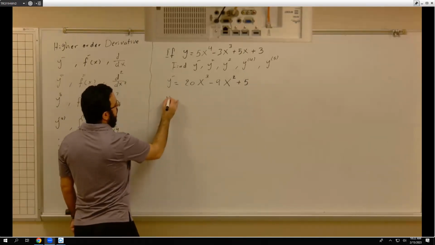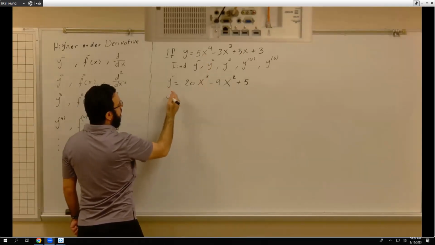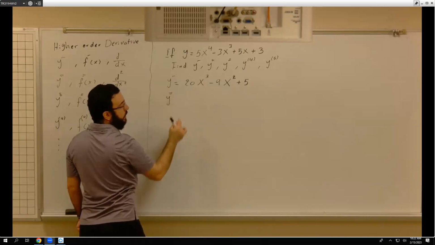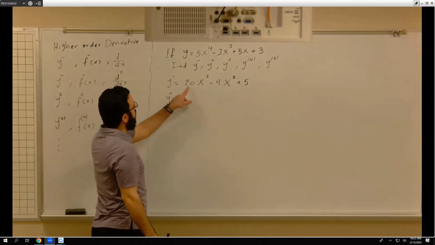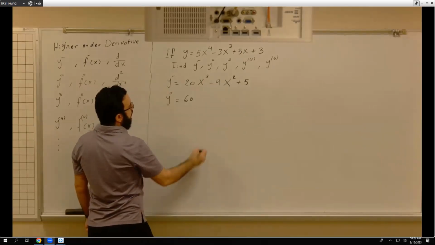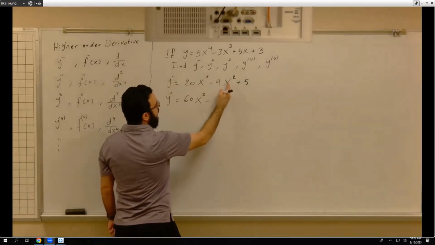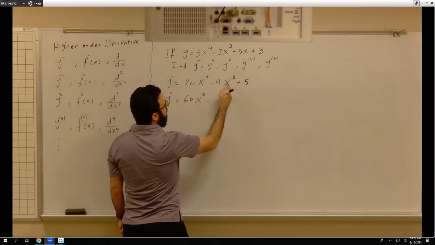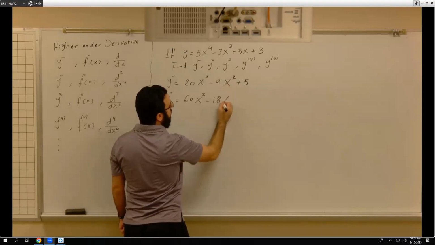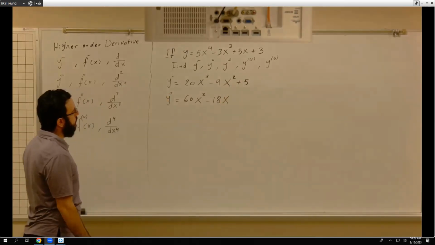Y double prime. I'm not going to go back here. I'm going to start from the first one. I'm going to find the derivative for this one. It's going to be the double prime. So now 20 times 3 is 60. Here's the x, 3 minus 1 is going to be 2. Minus 9 times 2 is going to be 18. And 2 minus 1 is going to be 1. Here's the x to the 1. The derivative for the constant is going to be 0.